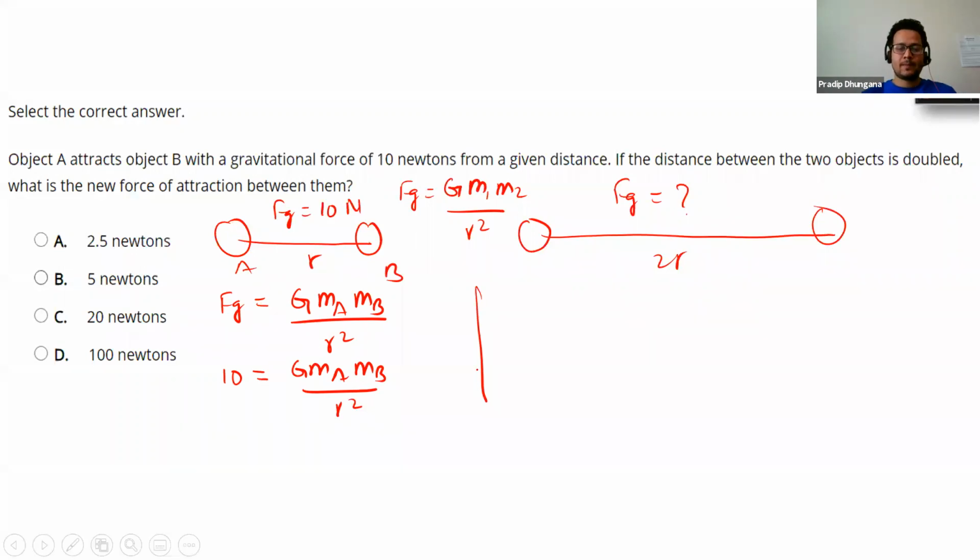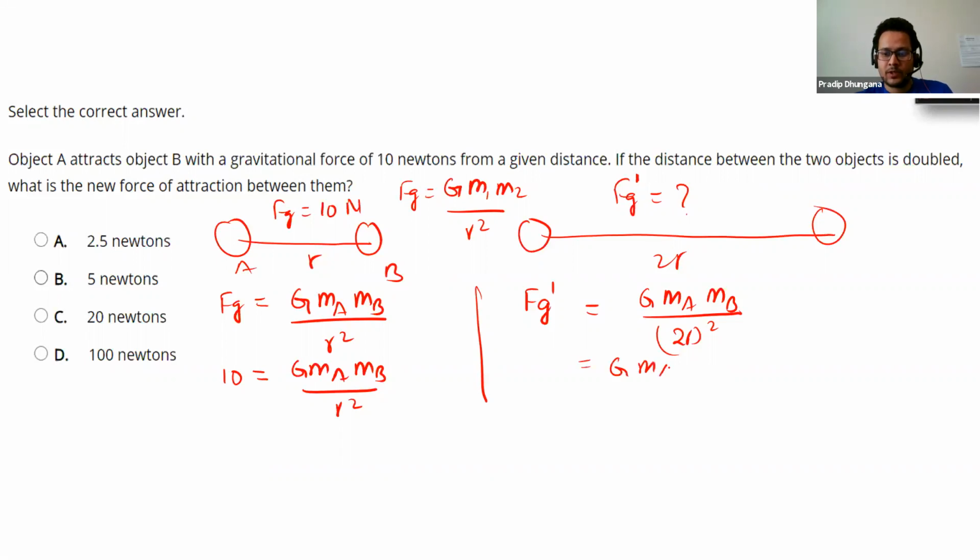Now in the second case, the distance between the two objects, I'll write that with a dash so that we will not have any confusion, is doubled, and then we have to calculate force of gravity or force of attraction. G, ma, mb. So masses are the same and the universal gravitational constant is the same, but r becomes twice r, so it becomes 2r square. Let's simplify it. It becomes G, ma, mb, and 2r squared is 2 times 2, which is 4, so it becomes 4r square.